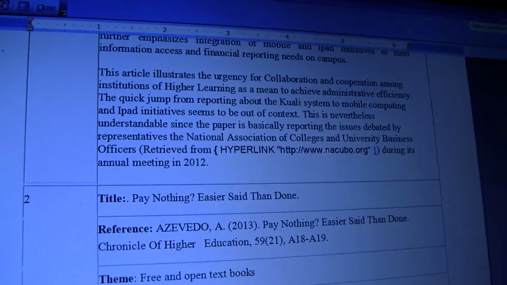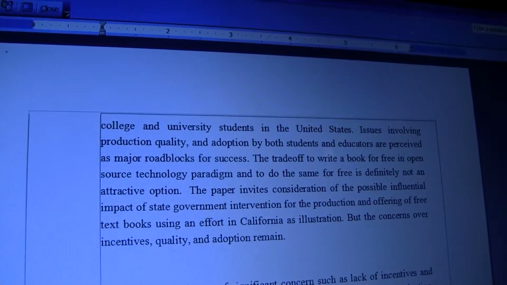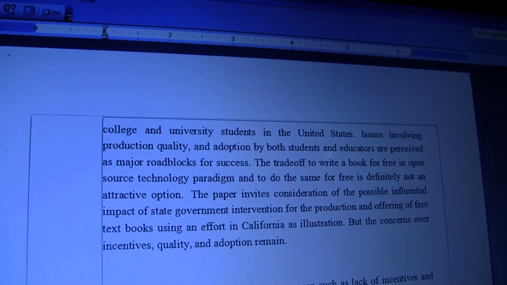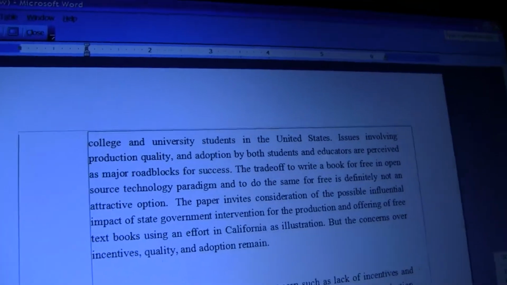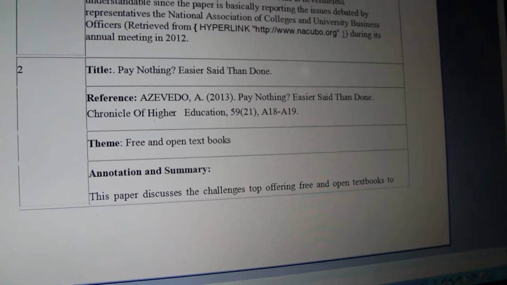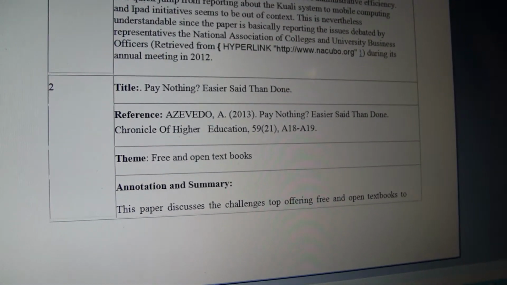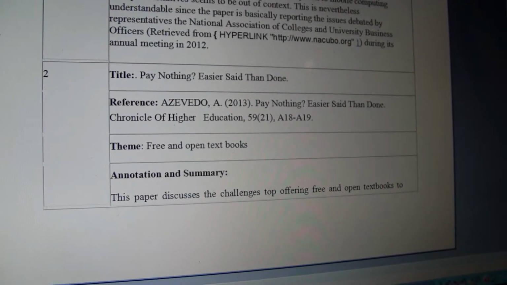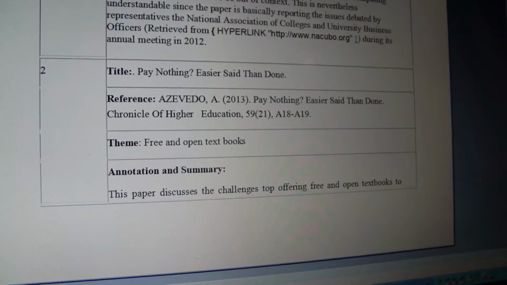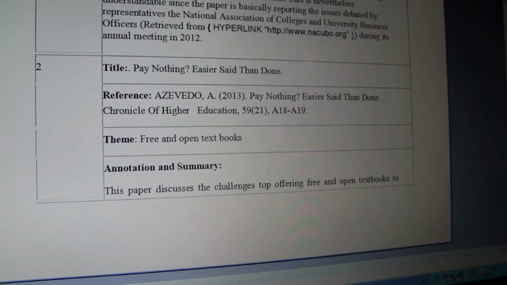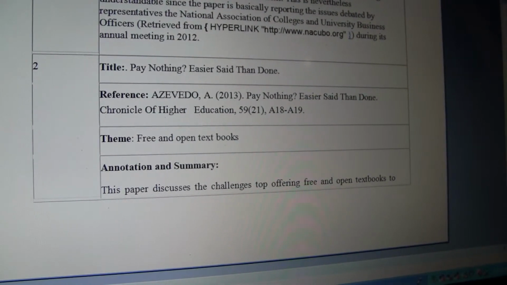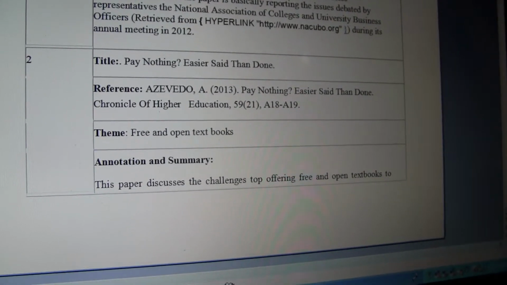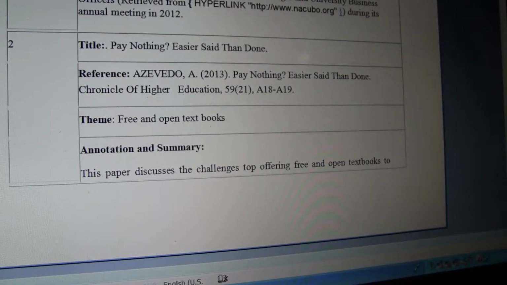The second paper I reviewed for this bibliography, Pay Nothing, Easier Said Than Done, is by Azevedo. And the theme we have from this paper is free and open textbooks. In other words, the open source movement has reached academia to the level of free and open textbooks.